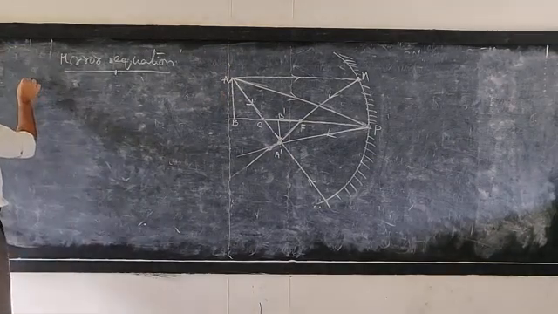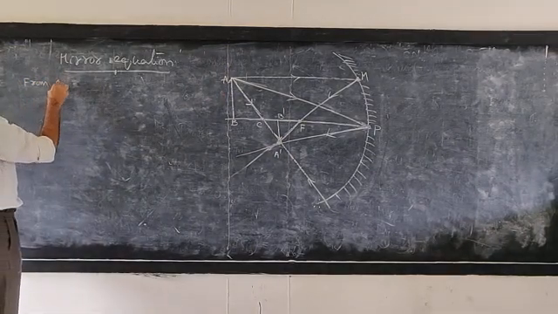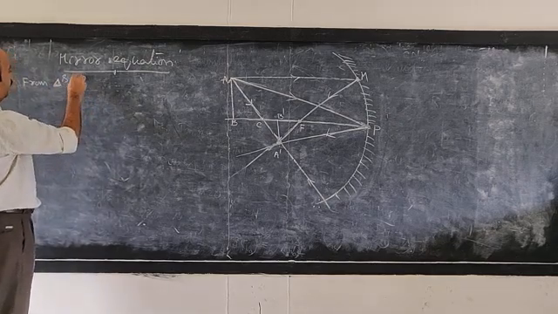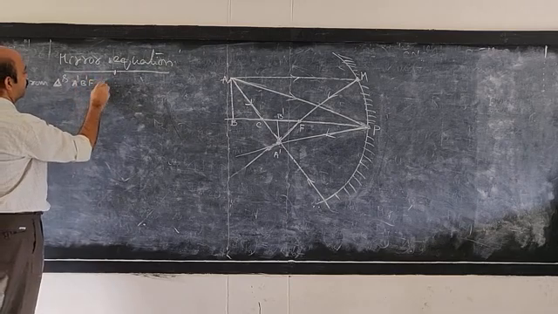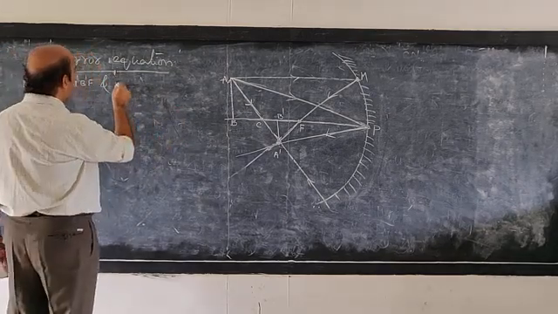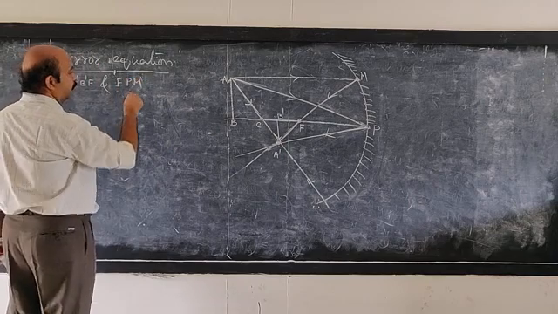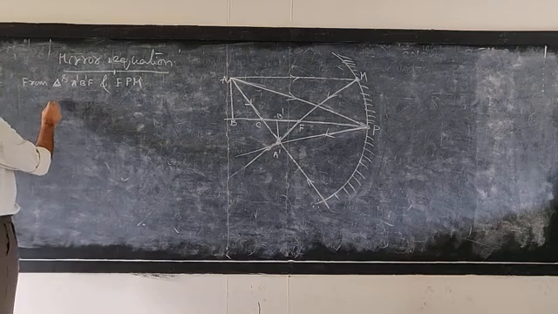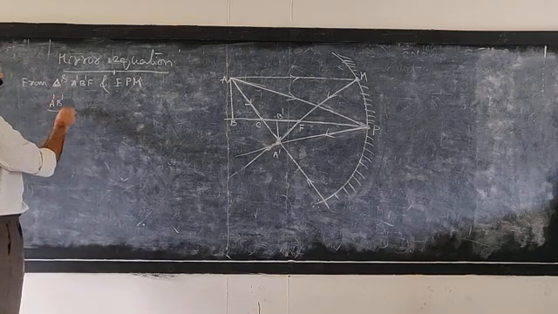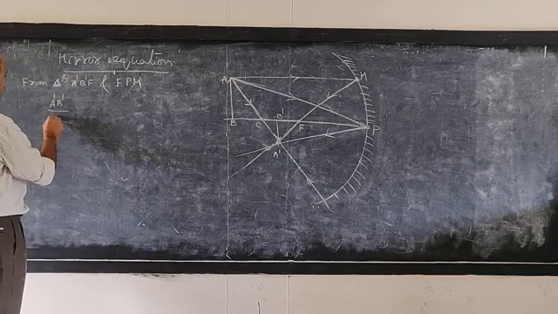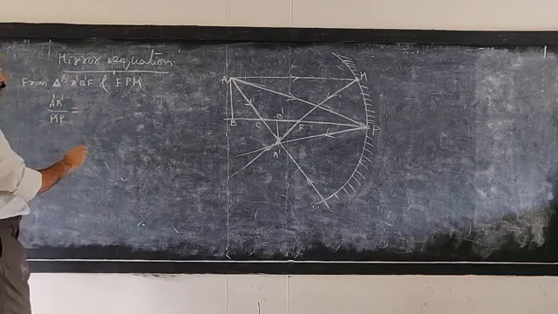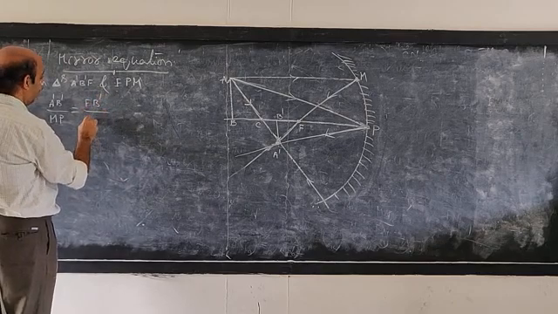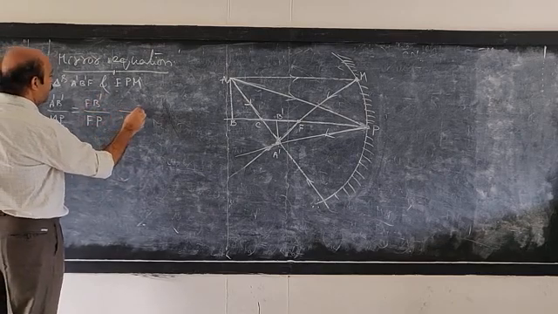Therefore, from triangles A dash, B dash, F and F, P, M, which are similar, the ratio of similar sides must be equal. Therefore, A dash, B dash by MP is equal to FB dash by FP. This is one relation.